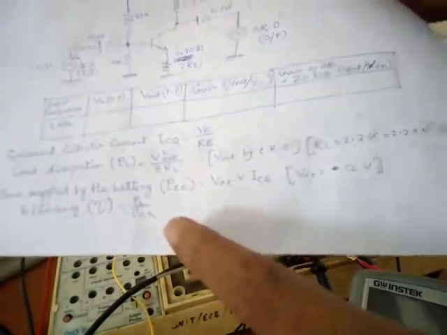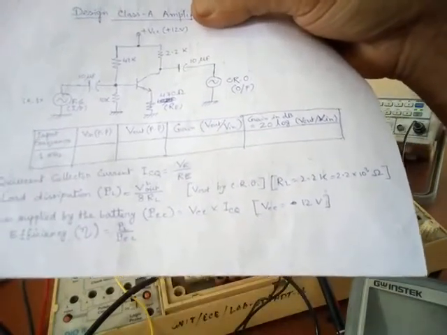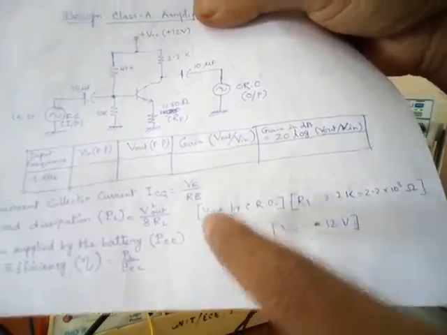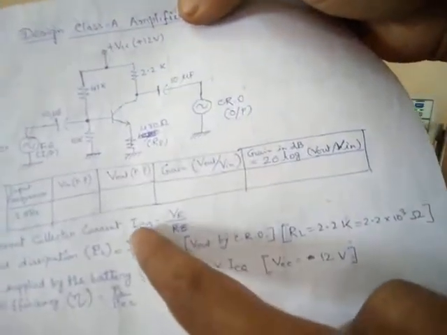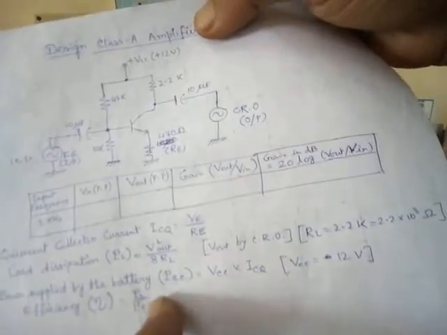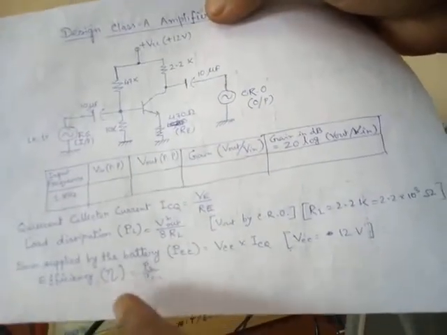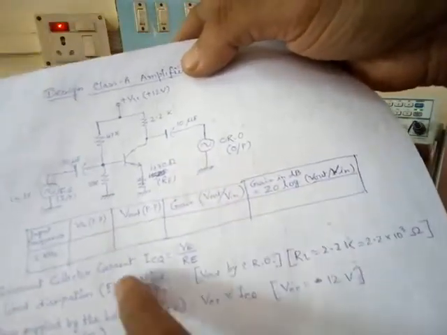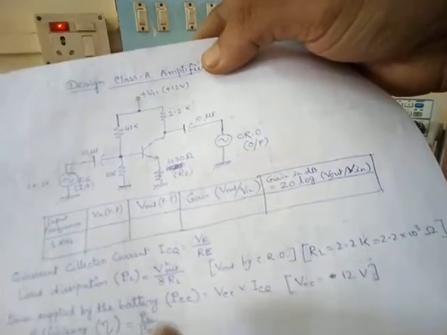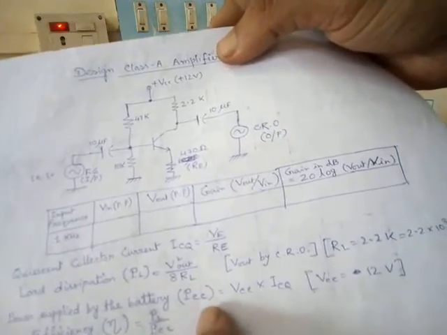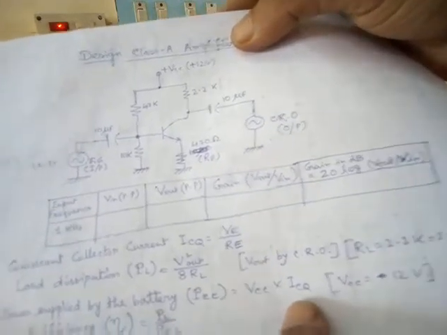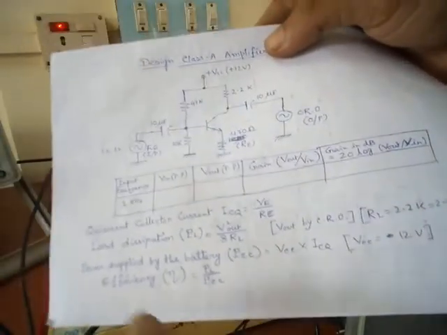Next, we have to calculate PCC, that is VCC into ICQ. What is the value of VCC? That is what we give from the kit, that is plus 12 volt. And ICQ, we already calculated from this equation, so we get the value of PCC. Then efficiency. Efficiency is PL by PCC. So we get the PL value from V out squared by 8 RL, and the value of PCC you can calculate from VCC into ICQ. So finally we get the efficiency.